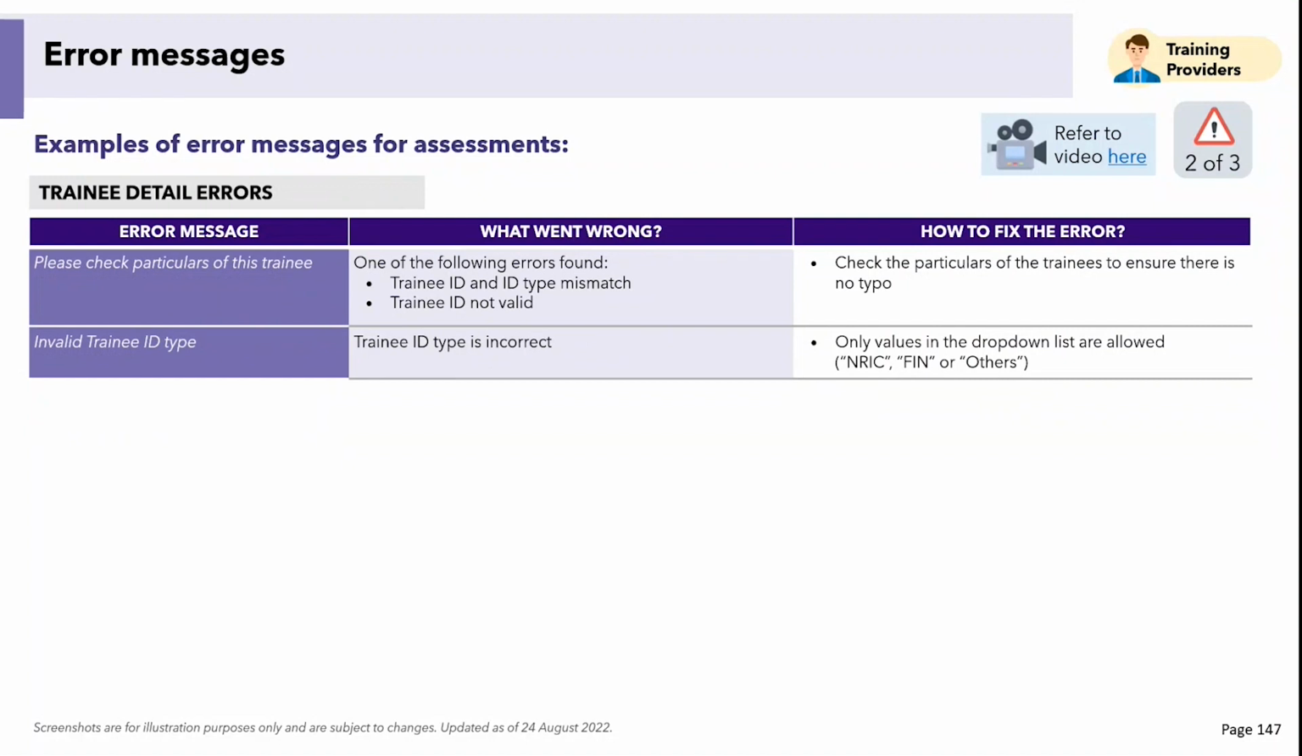Other errors are trainee detail errors. So during validation, there could be a mismatch of info. So please recheck the particulars to ensure that there is no typo. And there could also be an incorrect training ID. So please select from the drop-down bar to ensure that it is one of the options provided in the list.